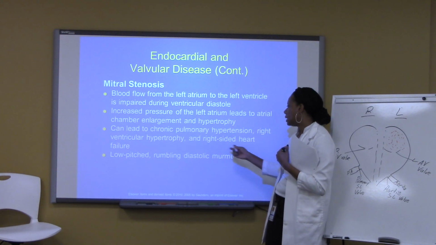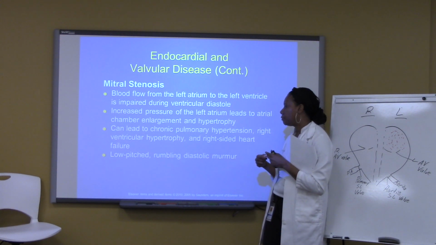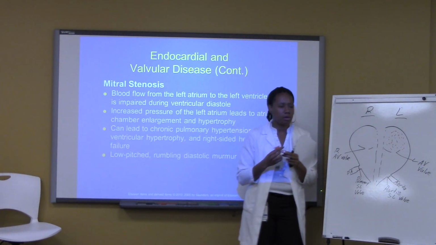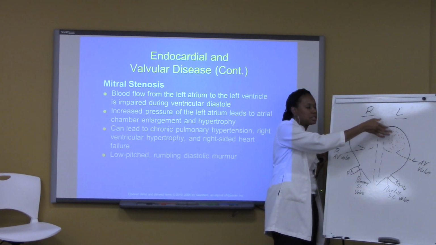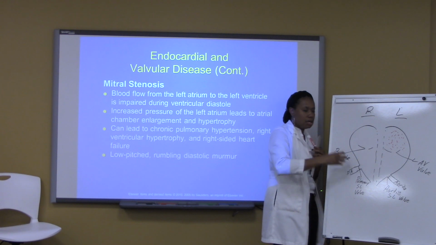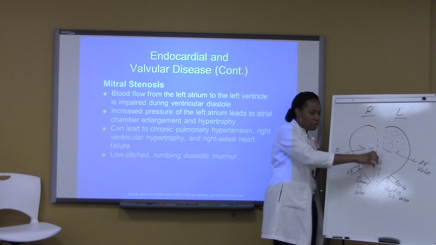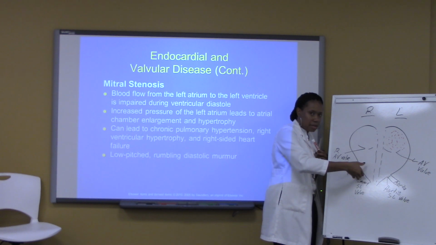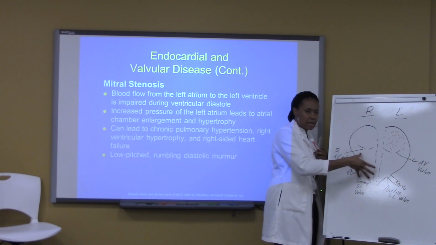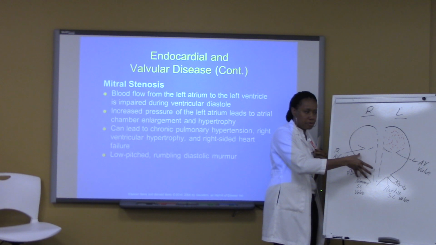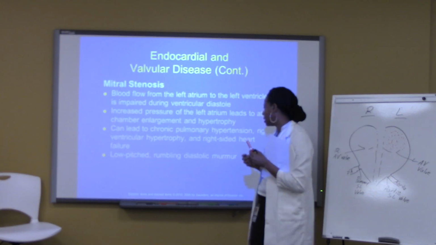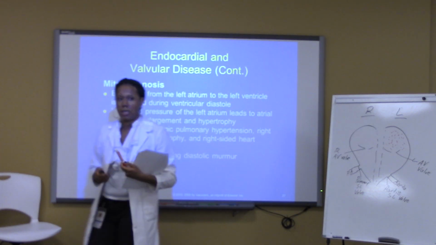It can also lead to right ventricular hypertrophy and right-sided heart failure, because keep in mind, all of this blood was coming from the right side. So if it gets that bad, it can back up from the lung, all the way back to the right side of the heart, and cause right-sided failure or hypertrophy. Okay, so I hope you understand that.